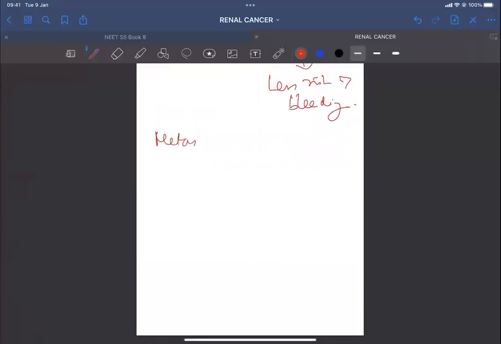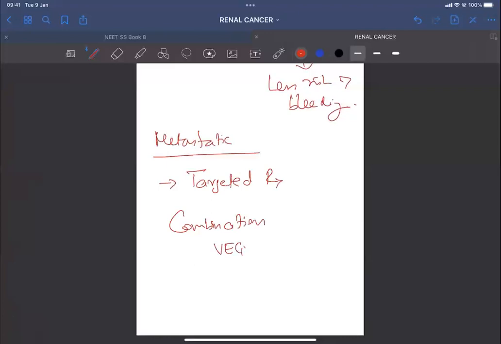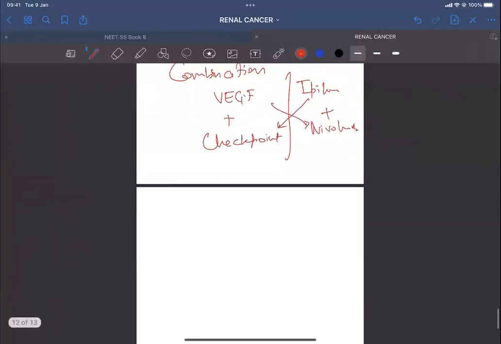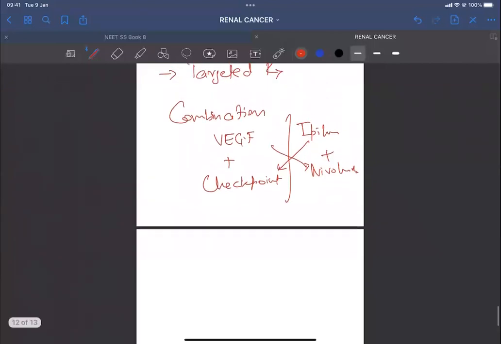Lastly, metastatic tumors. They will all need some form of targeted therapy, which is delivered in a combination form now, where you combine VEGF targeting with checkpoint inhibitors, most commonly ipilimumab plus nivolumab. It keeps changing and will probably change before your next exams, but in general, combination is what's preferred now.